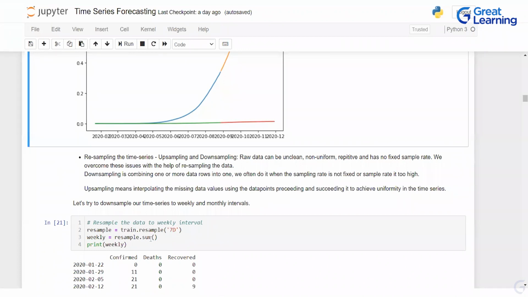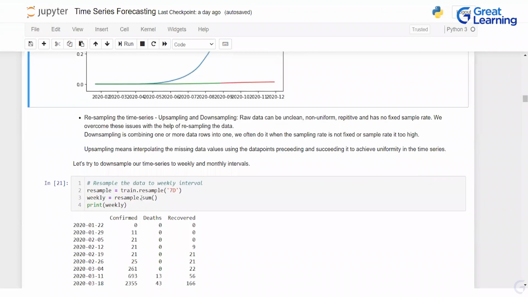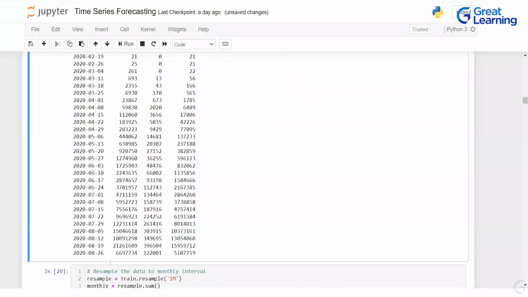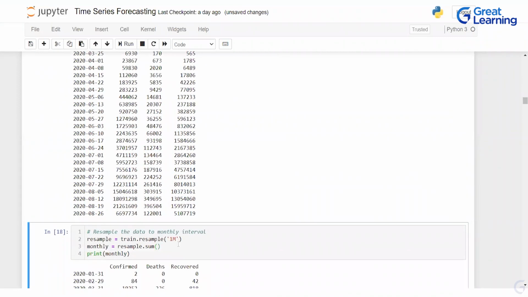I'm naming it and doing it as a sum, or you can take a mean also, but ideally it should be sum in this case. This is what it did. It created a weekly data. Same thing I am doing for monthly also, 1 month. So monthly data. Annually, you have to write A or Y over here. It would be annually.